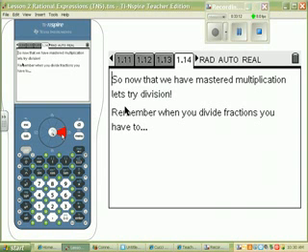All right, so now that we've mastered multiplication, let's try division. We've really mastered it. We will master it. We're going to do lots of practice. All right, so when we divide fractions, if I want to divide 2 fractions, I have to do what? Who remembers the saying? Keep, change, flip. So write that down.